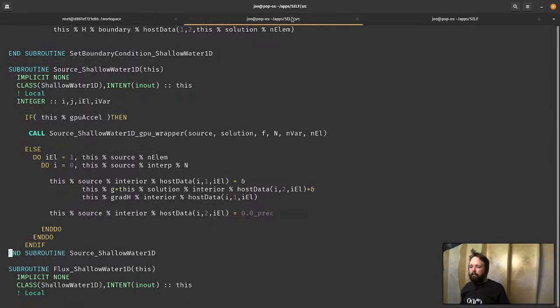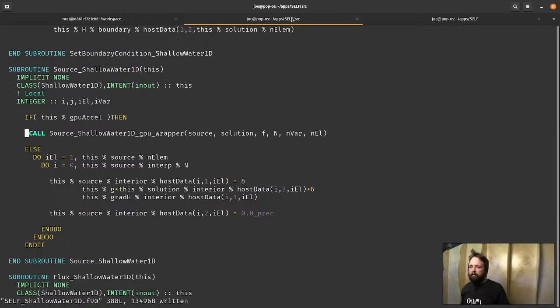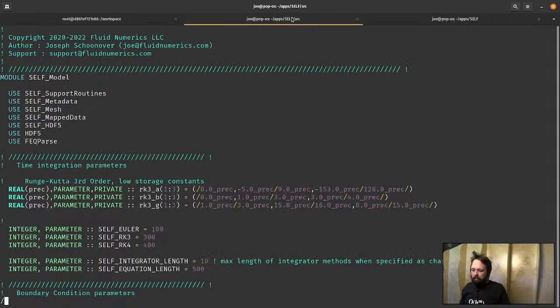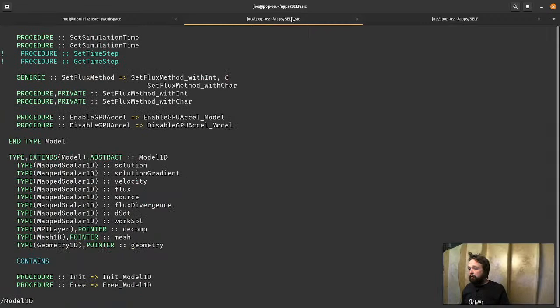So let's talk about how to get this function available. And of course, we'll have to fill in what source and solution are. You know what? Might as well do that now. Underneath the model class, you have a lot of different variables available to you. So let's take a look at Model 1D. So you have a solution. There's a data type available for carrying the solution gradient. We have the velocity, flux, source, which is what we're going to use here. Flux divergence, DSDT. This is just a work array.